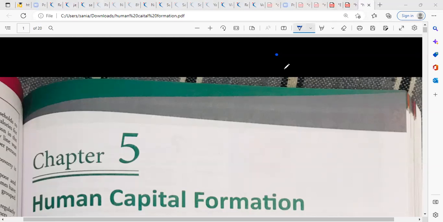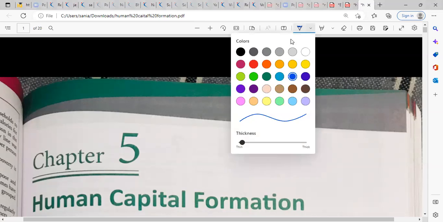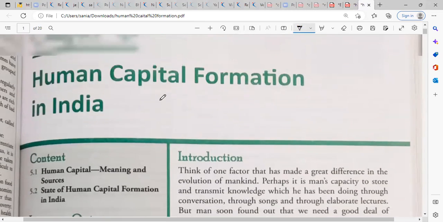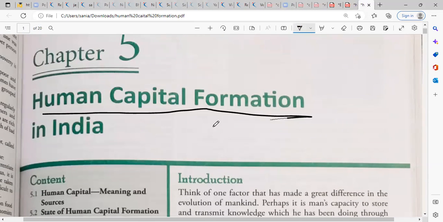Okay, so as discussed, we are now going to start the new chapter, which is human capital formation. So let's just start. First of all, as the name is human capital formation. Okay, so ma'am, what is this human capital?